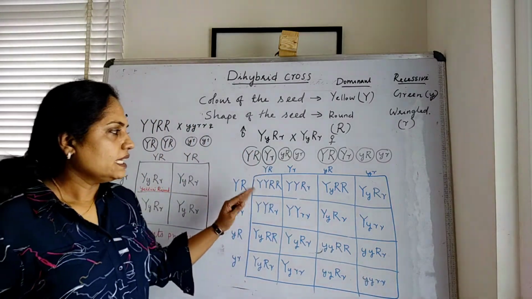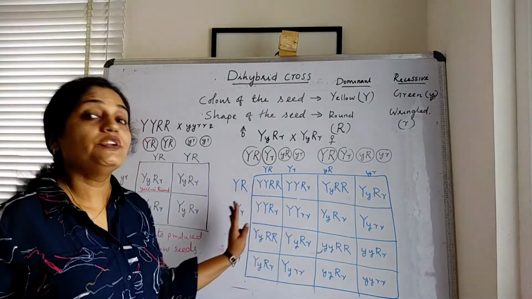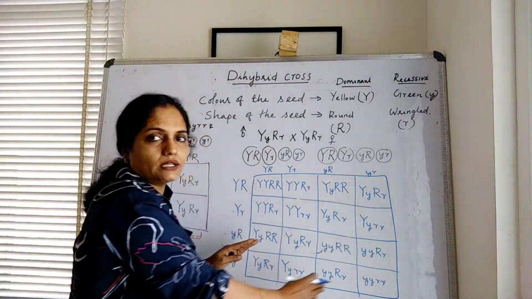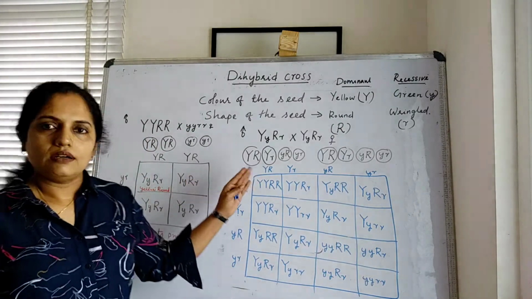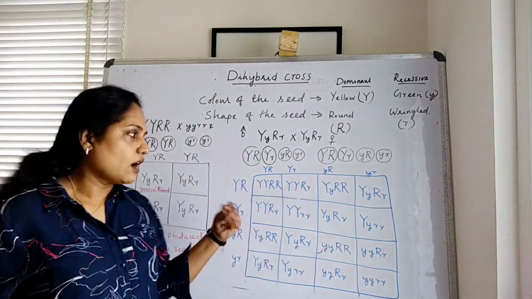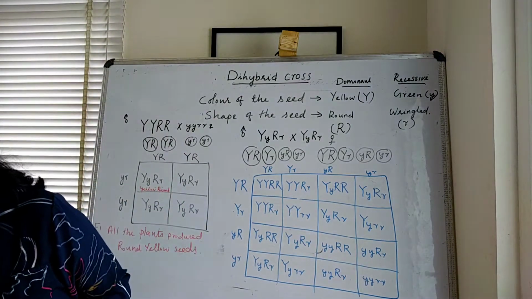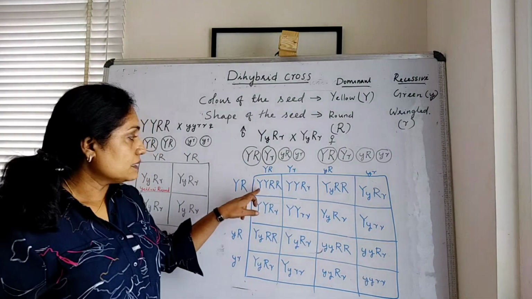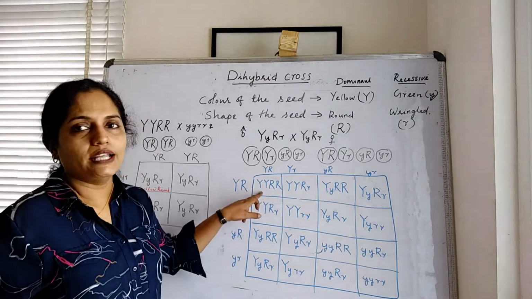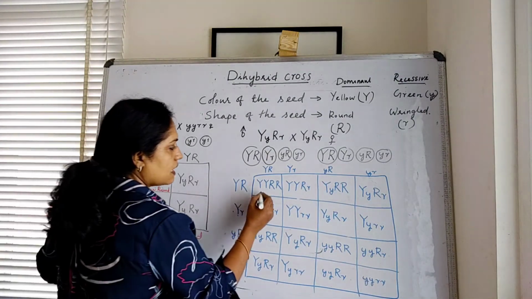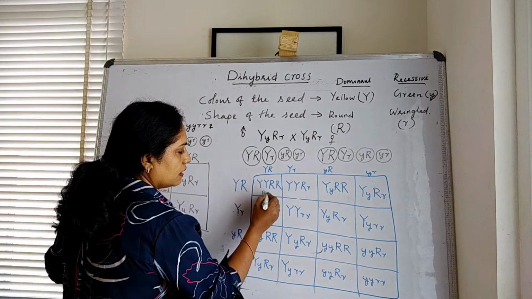Now let us see which are the plants phenotypically. This is the genotype of all the plants. Now let us see what is the phenotype of each plant. Now listen, here this plant produces round and yellow seed. So we will write this: round, yellow seed.